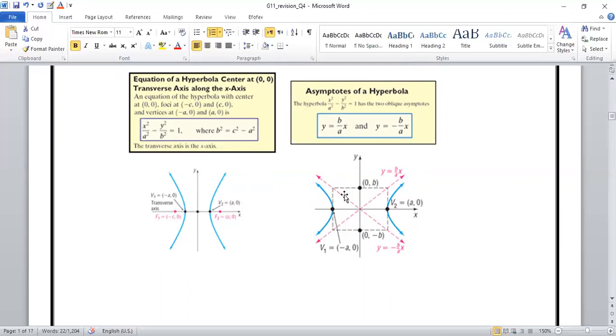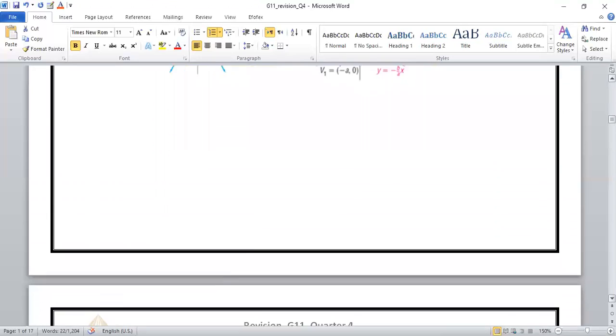And the equation of the two asymptotes of the hyperbola, as shown in figure B: y equals b over a x. We know that b over a refers to the slope of the line, opposite over adjacent. Opposite equals b, and adjacent equals the distance from the center to the vertex, equal a. And the other one is y equals negative b over a x.